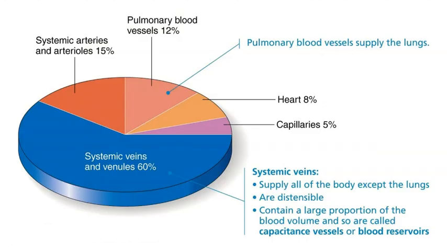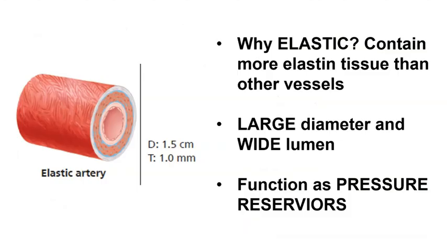Although they are important, the body's systemic arteries make up only a small fraction, about 15%, of the total blood vessels in the body. So let's begin with the elastic arteries.